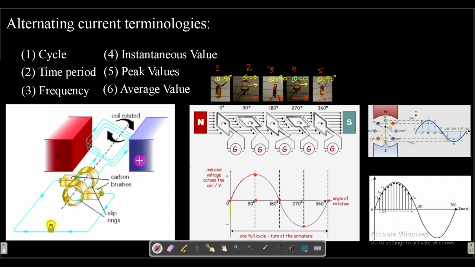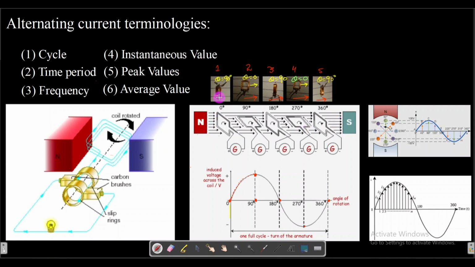This is the south pole of the permanent magnet, and this is the north pole of the permanent magnet. The coil is rotating inside that magnetic field, due to which a change in magnetic flux will occur. According to Faraday's law of electromagnetic induction, the change in magnetic field will induce an EMF. So here are the different positions of that coil inside the external magnetic field.